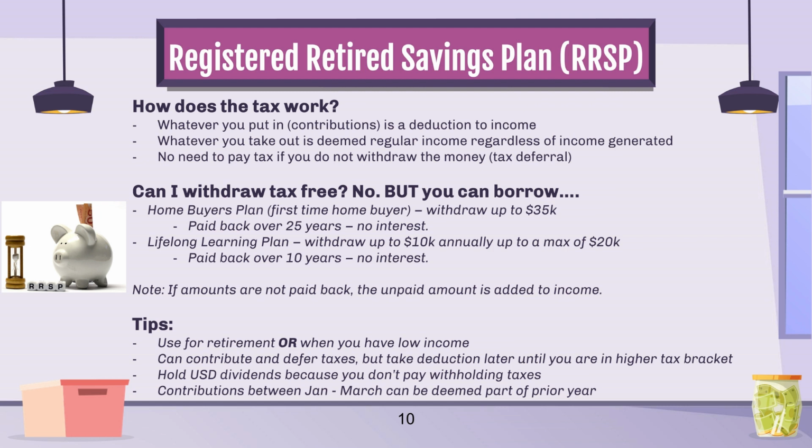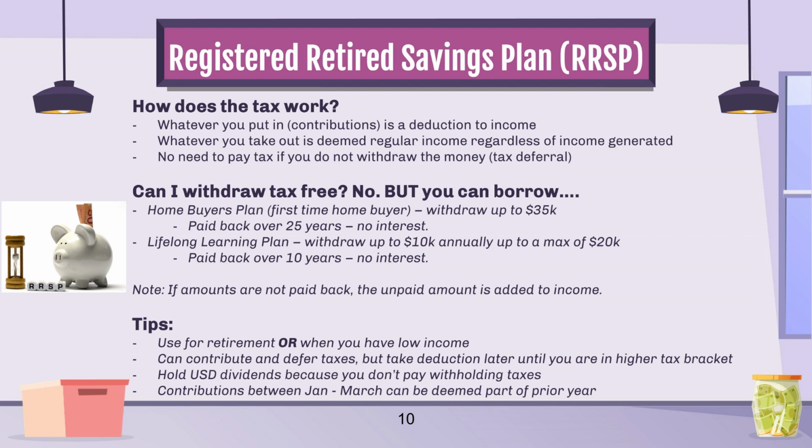The second tip is that you can contribute to your RRSP and start getting the tax deferral on the money you invested, but not take the deduction on your income until you are in a higher tax bracket. The reason for this is because deductions on your income in a higher tax bracket will reduce your taxes payable more. Normally, people will do this if they're in the lower tax bracket now and they know that they will be in a higher tax bracket within 5 years.